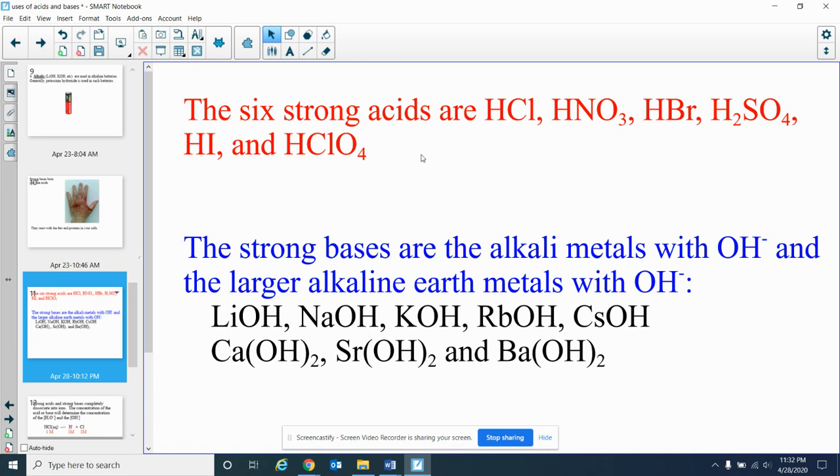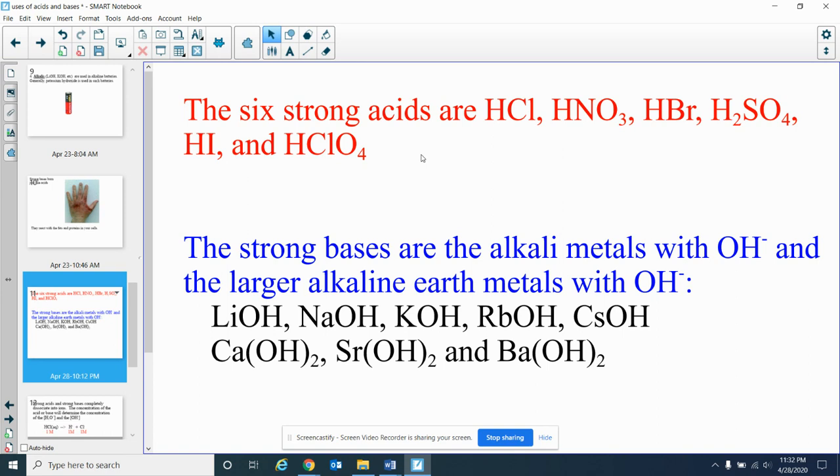So there are 6 strong acids: HCl, HNO3, HBr, H2SO4, HI, and HClO4. Those are the 6 strong acids. All other acids are weak acids. When we're calculating pH, however, since we're in honors, we're only going to do the pH of strong acids. And same thing for strong bases. We're only going to calculate the pH of the strong bases.